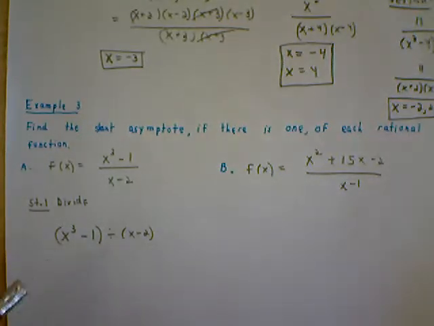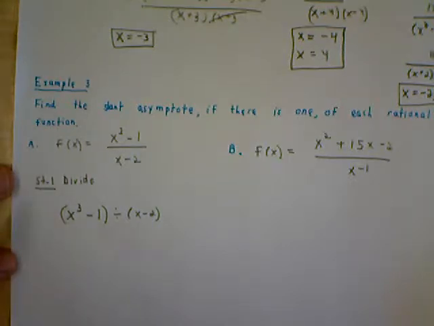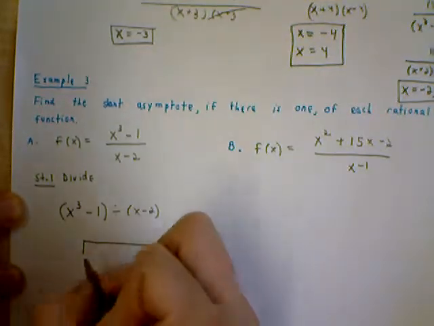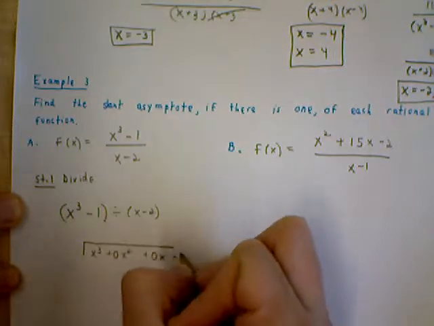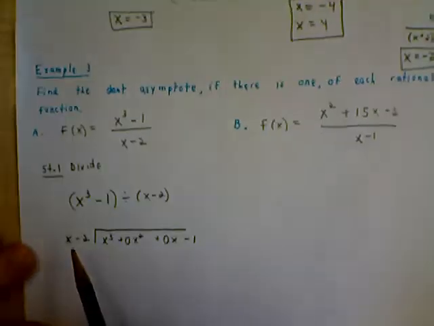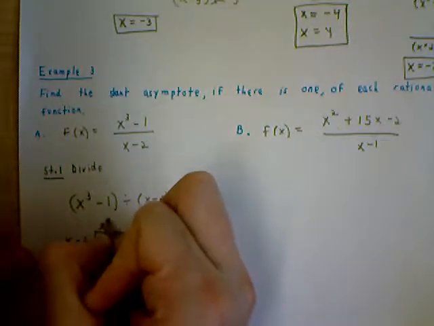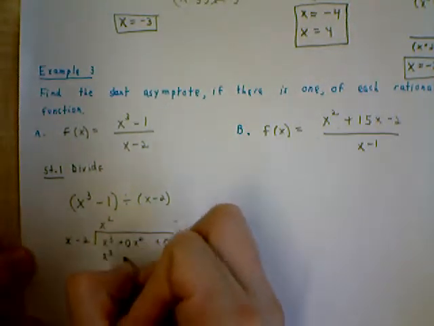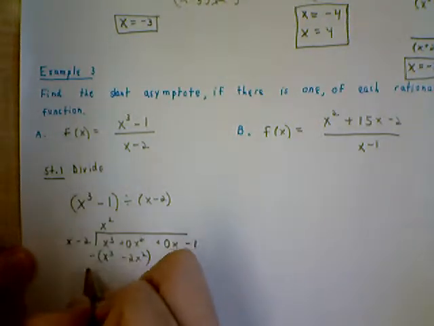Now, when you divide polynomials, you need placeholders. You've got to have a place value for each of the terms with an exponent. So I'm going to go ahead and write in my place values right now. x cubed plus 0x squared plus 0x minus 1. I have x minus 2. x goes into x cubed, or what times x gives you x cubed? That's x squared. You multiply it through: x cubed minus 2x squared. Put parentheses around it and subtract.